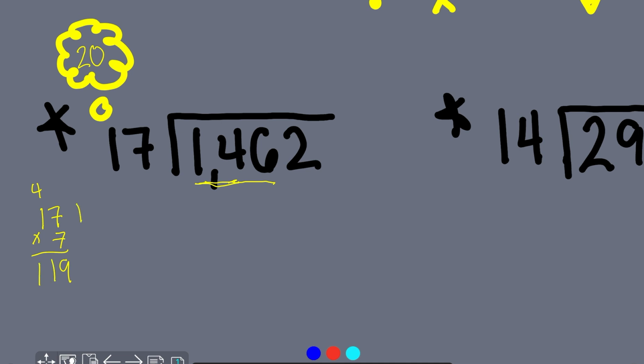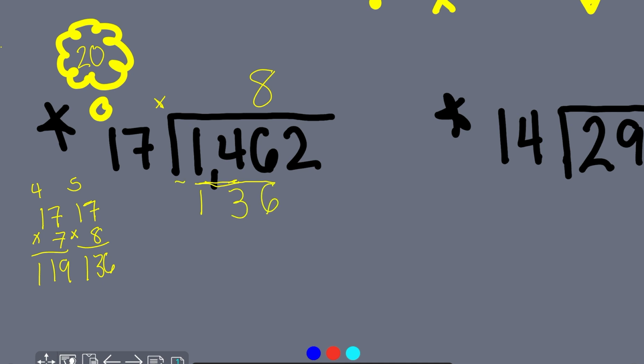So I'm going to try 17 times 8. 8 times 7 is 56. 8 times 1 is 8, plus 5 is 13. And 136 is really close, so it can go in there 8 times. 8 times 17 is 136.